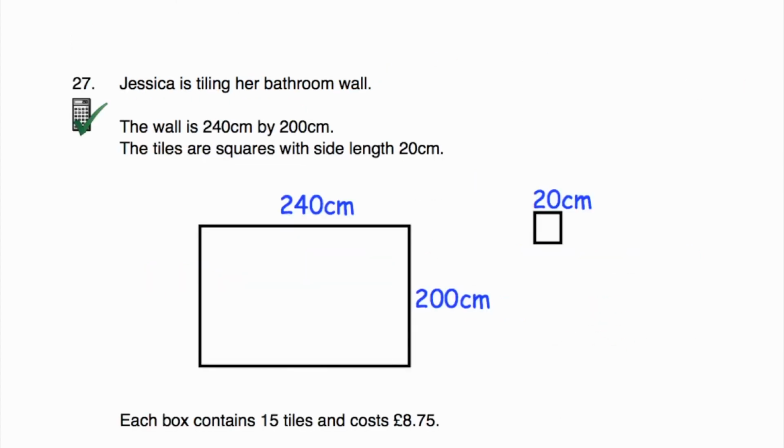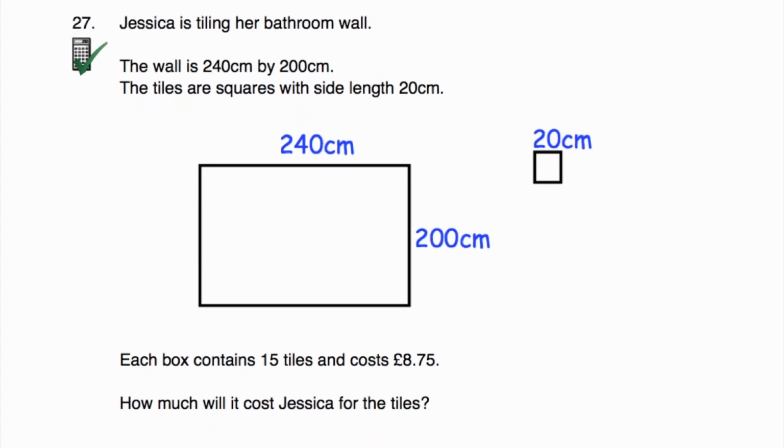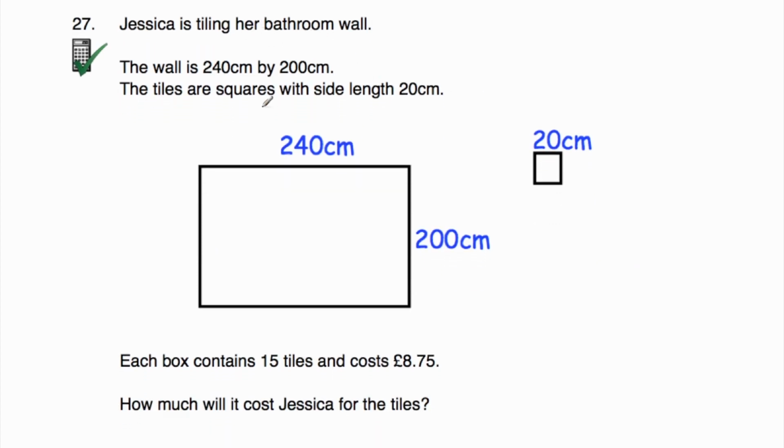Okay, let's have a look at question number 27. It's a similar question, and we've got Jessica tiling her bathroom wall. So we've got this bathroom wall, and it measures 240 centimeters by 200 centimeters, and her tiles are square, and they're 20 centimeters by 20 centimeters. And each box of tiles contains 15 tiles, and they cost £8.75 for each box. How much will it cost Jessica for the tiles? So this question is just a little bit more in depth.